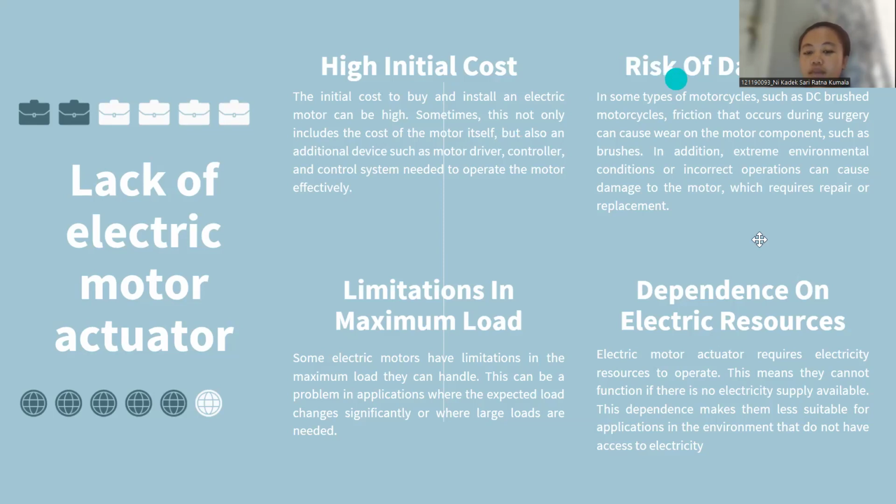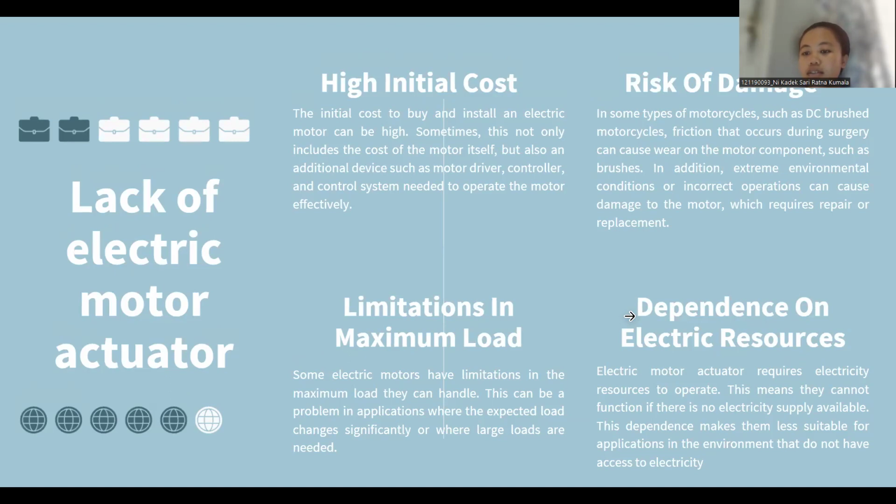Next, risk of damage. In some electric motors, such as DC brushed motors, friction that occurs during operation can cause wear on motor components, such as brushes. In addition, extreme environmental conditions or incorrect operations can cause damage to the motor, which requires repair or replacement.